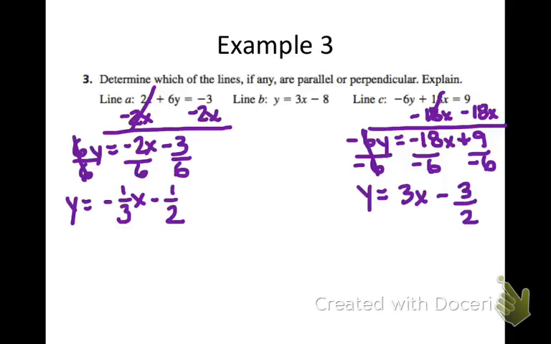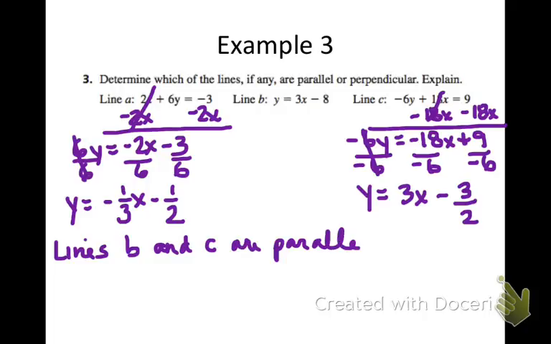Okay, now the first thing I want to do is compare the slopes. In line A, I have a negative 1/3 x, line B a positive 3x, and line C a positive 3x. Remember, lines with the same slope are parallel, so lines B and C are parallel because they have the same slope.